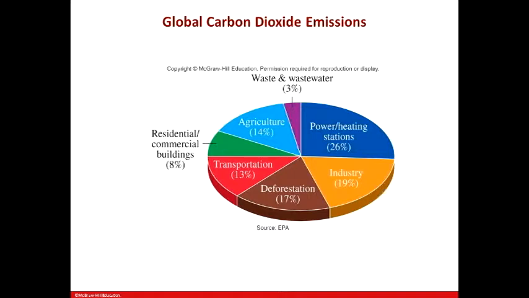Wastewater. It's only about waste and wastewater. It's about 3%. Take a look here. Power and heating stations. This is huge, right?